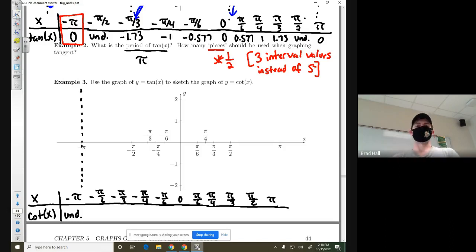Here's kind of the tricky part as well. What about the next one? Negative pi over 2. How do we reciprocate undefined? It is going to be 0. Because undefined, in this context, represents 1 divided by 0. What happens if you reciprocate 1 divided by 0? You get 0 divided by 1, which is 0. So that one's a little bit of a tricky one. If you put that in your calculator, it would tell you undefined. So that's why we have to be smarter than the calculator this time.